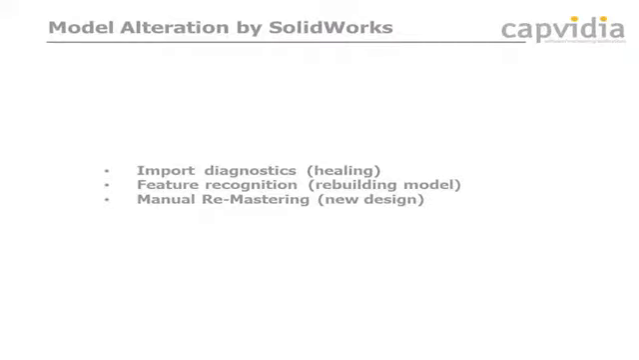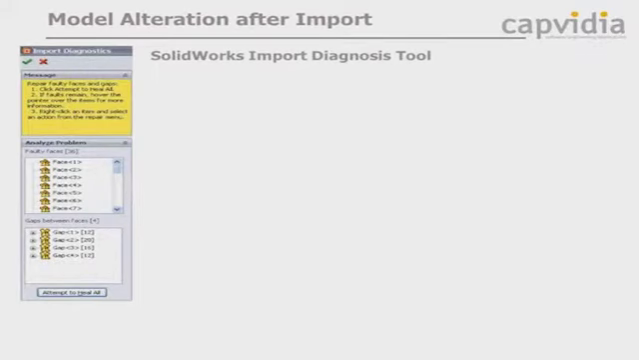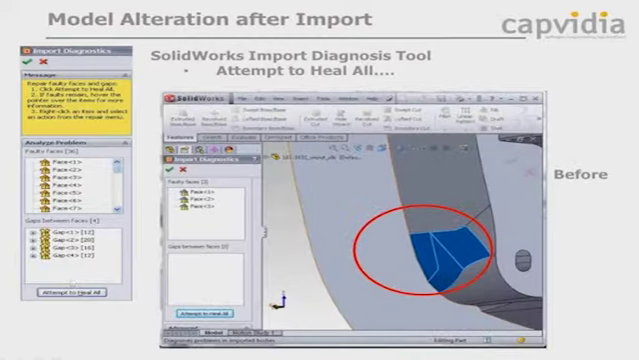Let's look at the SolidWorks import diagnosis tool. It's very good at detecting faulty faces, gaps. It does that for you. It also has an attempt to heal all function. Well, let's look at an example. A lot of the changes in healing it does is hard to detect. It's hard to see. You don't really realize all the changes it makes. This one's a little bit obvious. If I attempt to heal all in this particular area, you'll see that it'll deform the geometry.